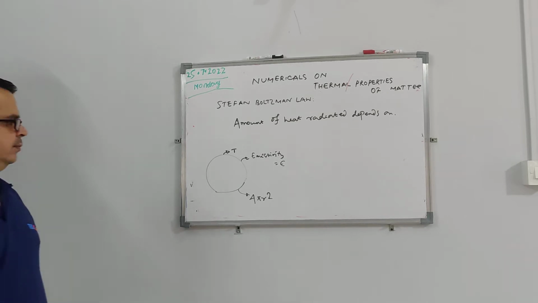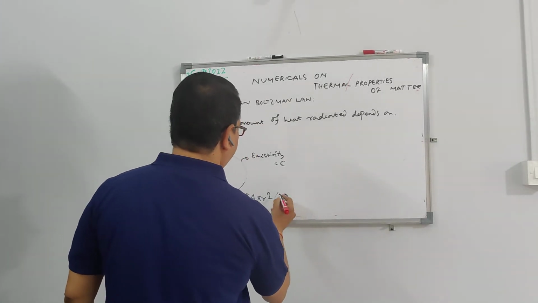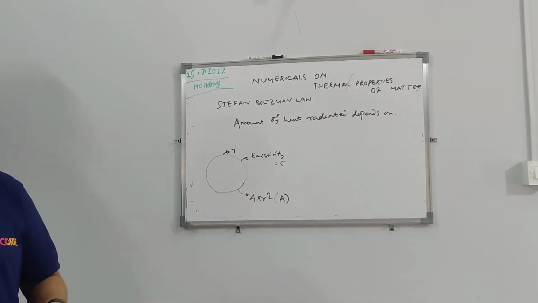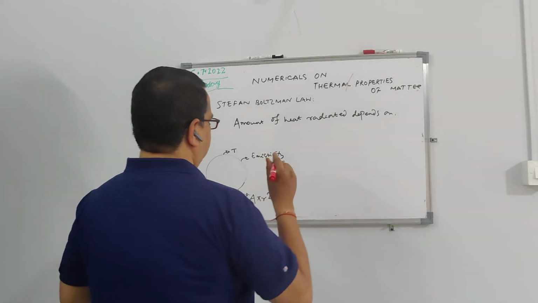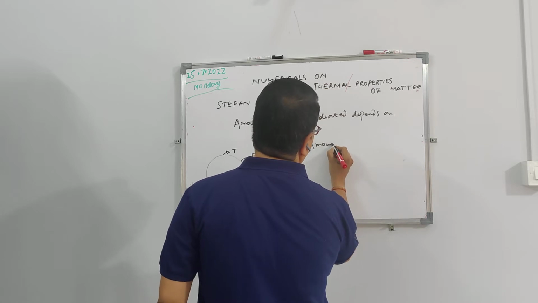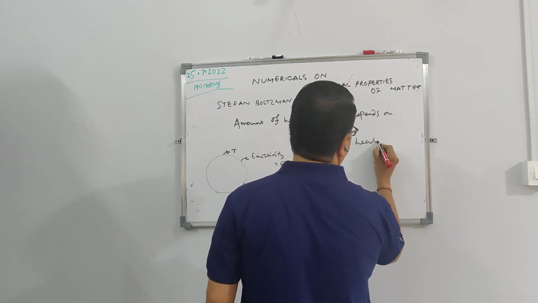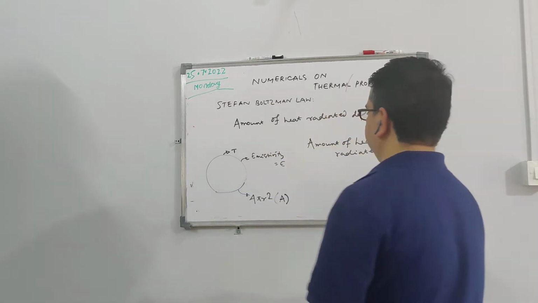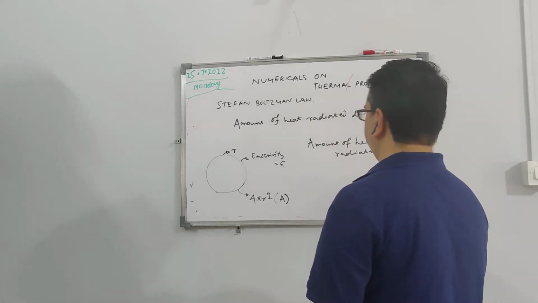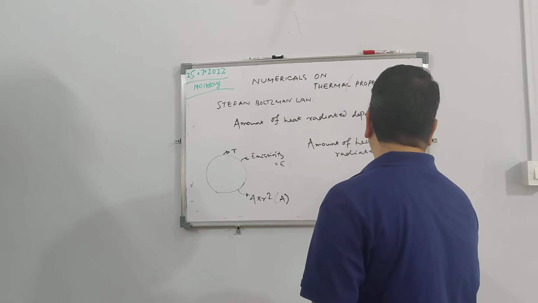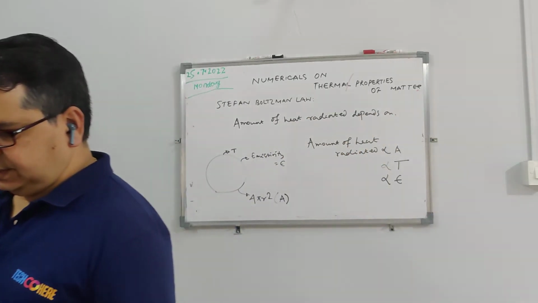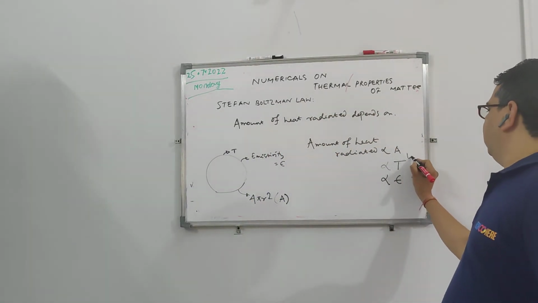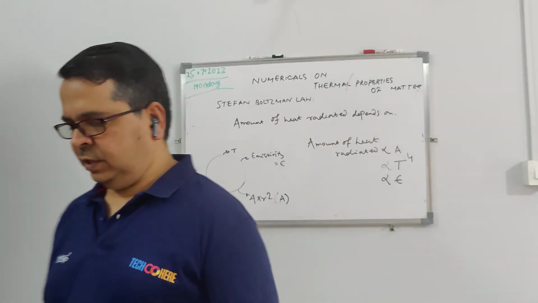So 4 pi r square is nothing but its surface area, right? The amount of heat radiated is directly proportional to surface area, directly proportional to emissivity, and directly proportional to absolute temperature. Here is the catch: it is not directly proportional to temperature, it is temperature to the power 4.